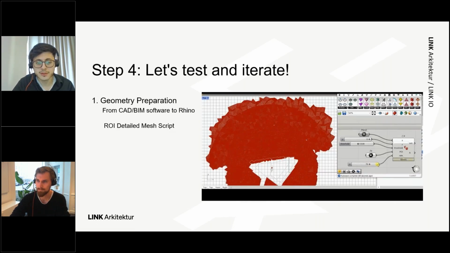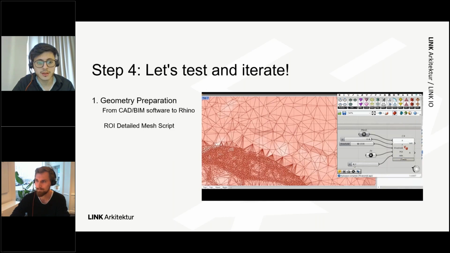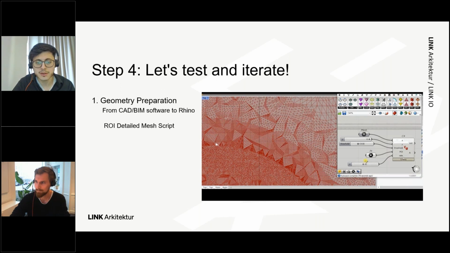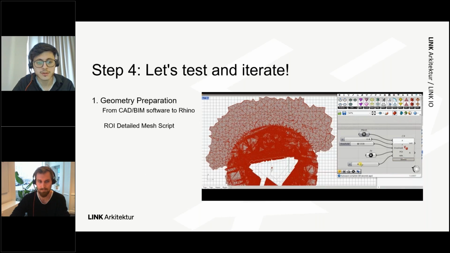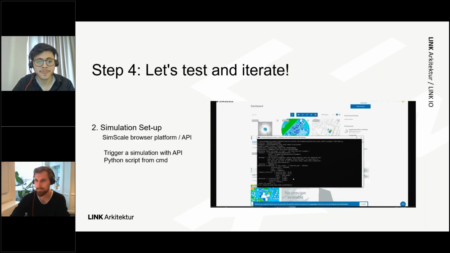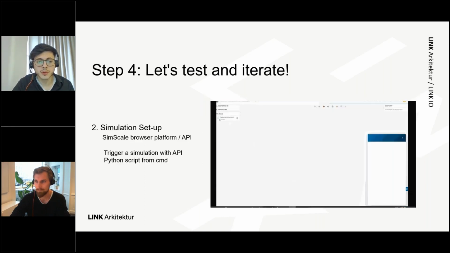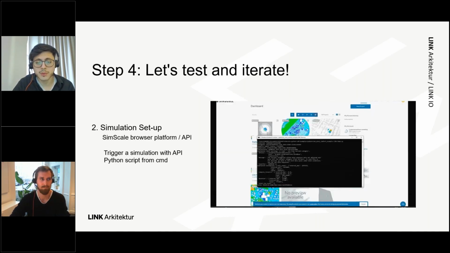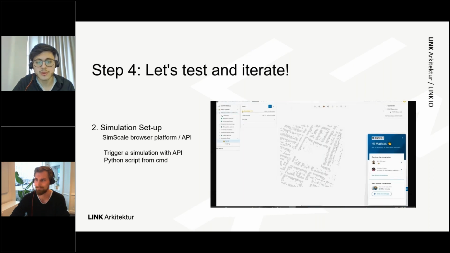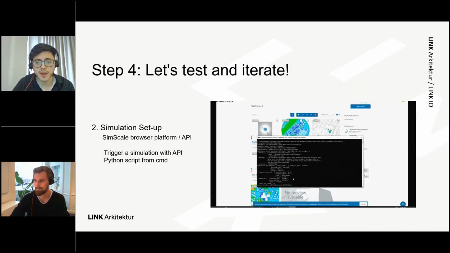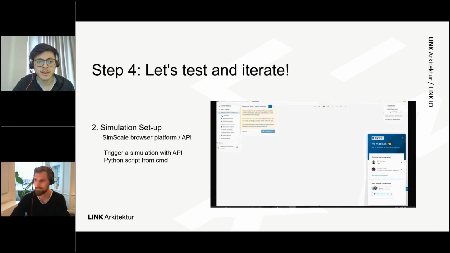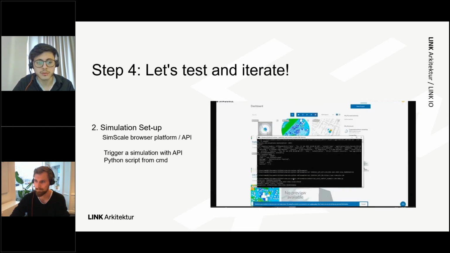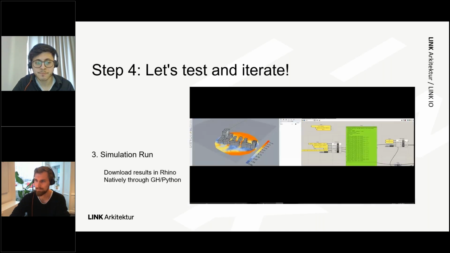This is the same case for this script on region of interest, detailed mesh, where we're trying to mesh finer where it actually matters, closer to the region of interest of our project. The simulation setup that we work with in SimScale, where we can work both through the web platform, but also trigger a simulation with the API access, as we can see here, just with the control of a Python script from the command line.